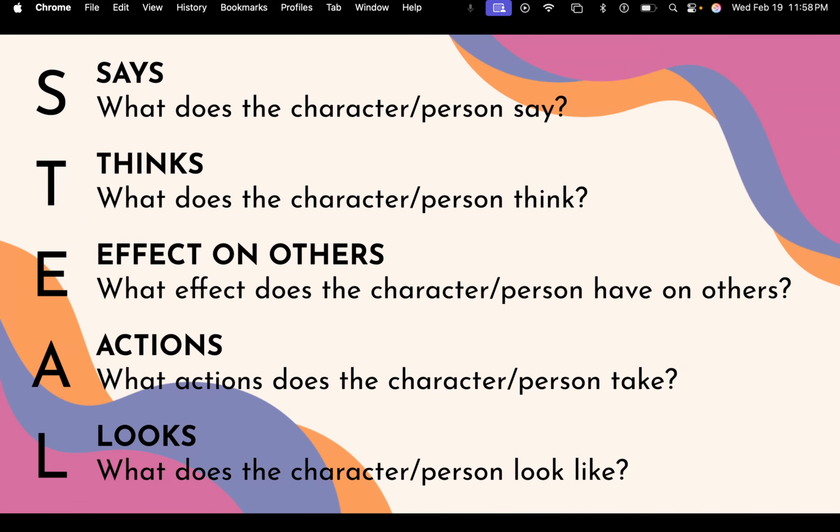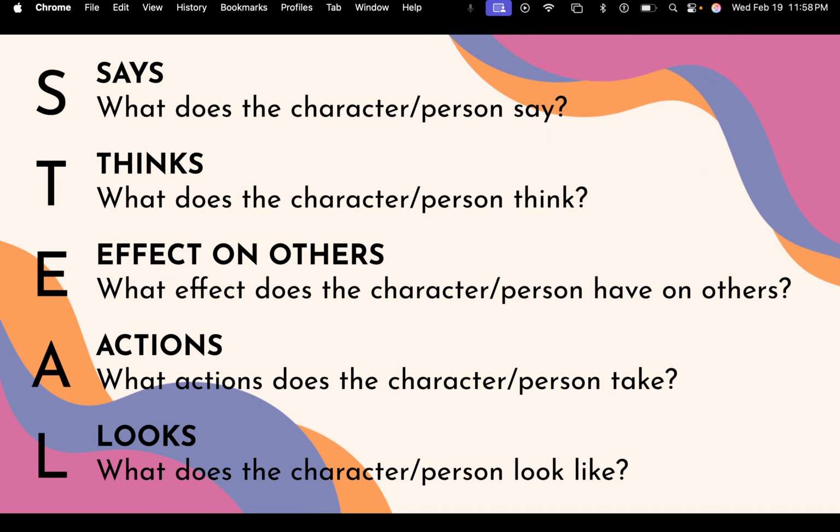So, when you're looking at how the author is revealing a character to you, this is an acronym you can use, STEAL. So you look at what does the character or the person say? What does the character think? Like, what do they think about whatever's going on? Their effect on others. How do they impact others? What are their relationships like?